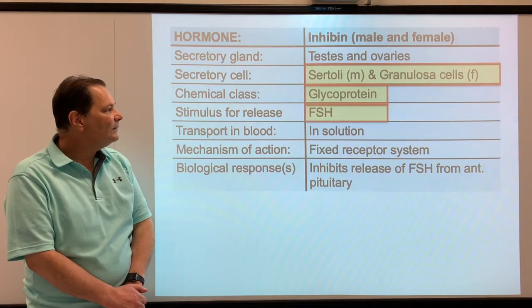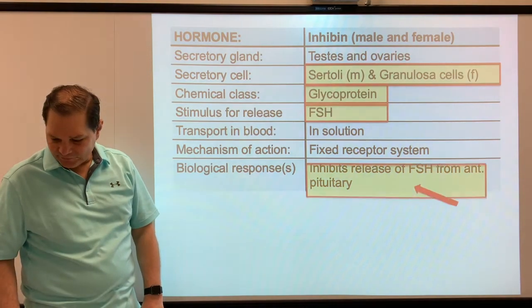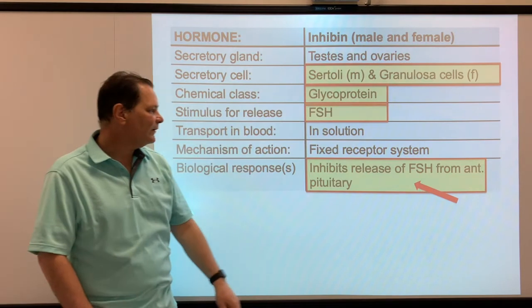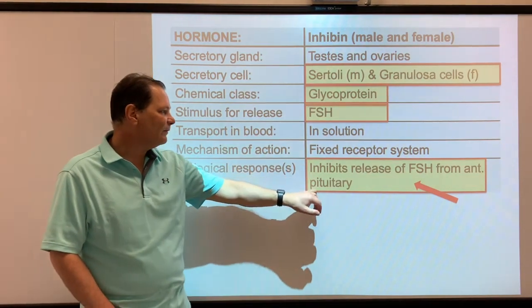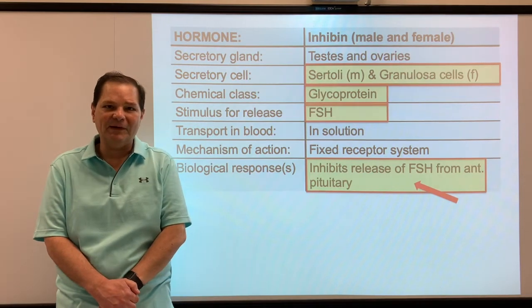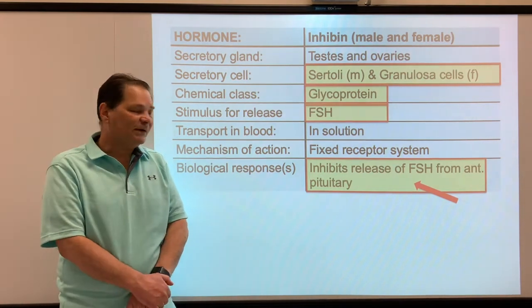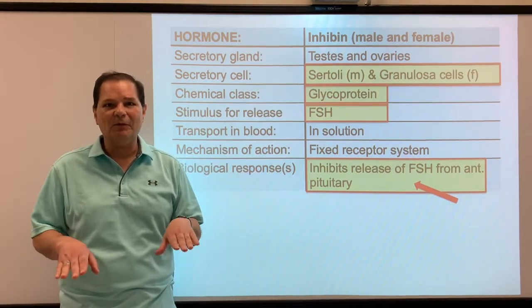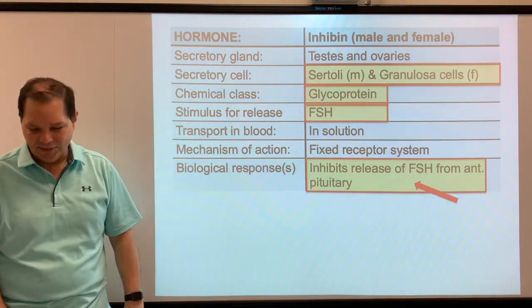And it is a protein, so it is not primarily bound in the plasma. It is mostly free, and it inhibits the release of FSH from the anterior pituitary during the cycle. So there are actually long periods of this cycle where FSH is low and inhibin is playing a role in keeping it low. And we'll talk about that.